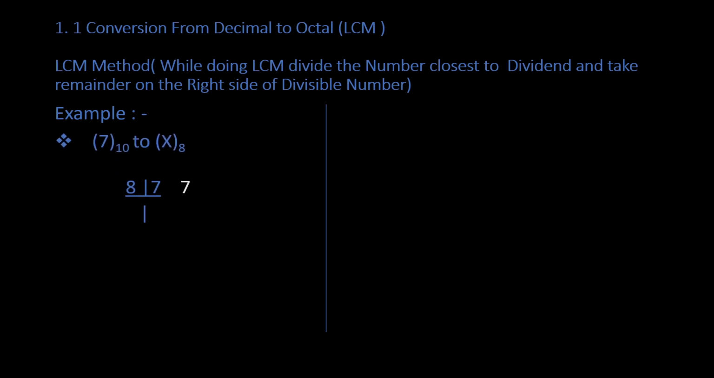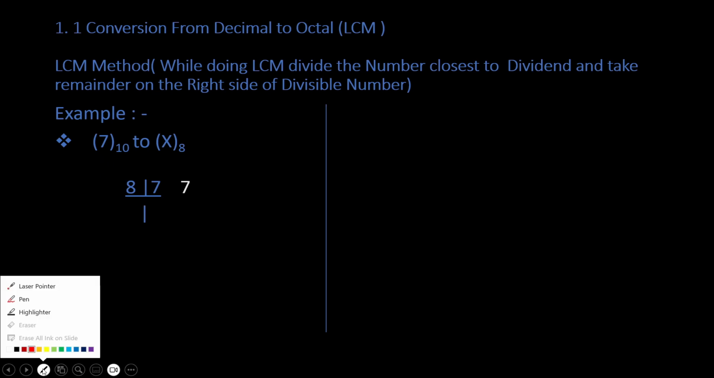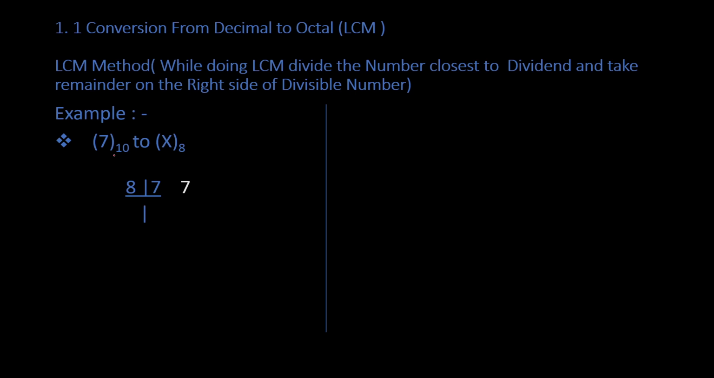The example is 7 to the base 10, which we have to convert to base 8. And here the number is 7, which we have to convert to octal. What I told you at the start is that octal represents numbers from 0 to 7. So we don't have to divide or take any LCM of it. The value will be straightforward 7 in this case.